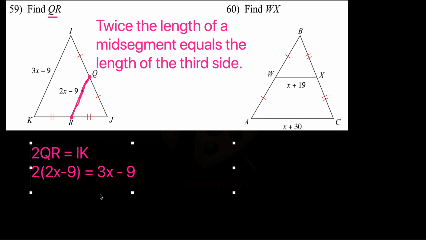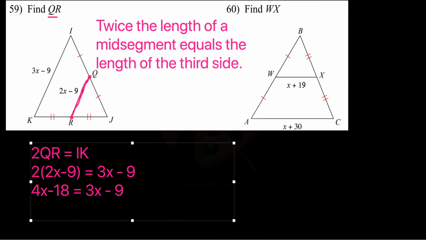And then you would distribute and solve this for x. What will we get? We get 4x minus 18 equals 3x minus 9. I'd move the 3x over, put the constants together, and you should see that x would be 9.